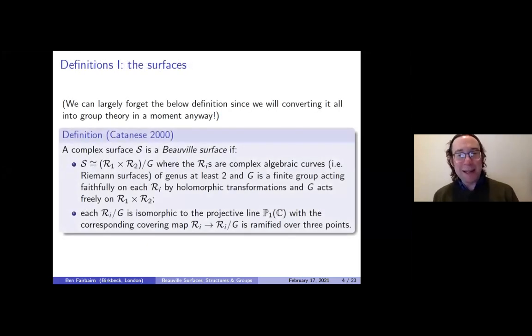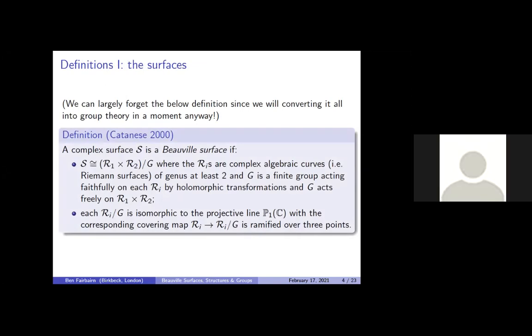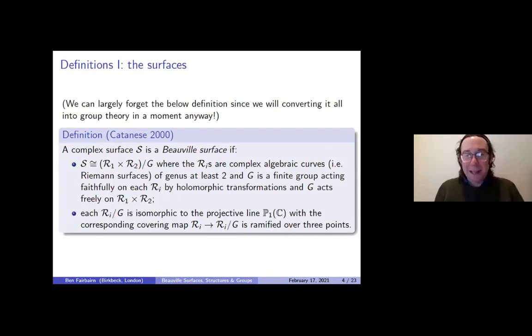each Ri quotient G, that quotient map onto the sphere, or a fancier name for it, the complex projective line P1 of C, and the corresponding covering maps are ramified over 3 points. So basically it goes wrong at worst at most 3 points. The reason for liking this sort of thing was that a theorem of Belyi from the 1970s told us the only way you could have a function that looks like this is if your Riemann surface is of a particularly nice form. In other words, it corresponds to a polynomial whose coefficients belong to a number field. So it's a particularly nice kind of surface, at least if you're a geometer.